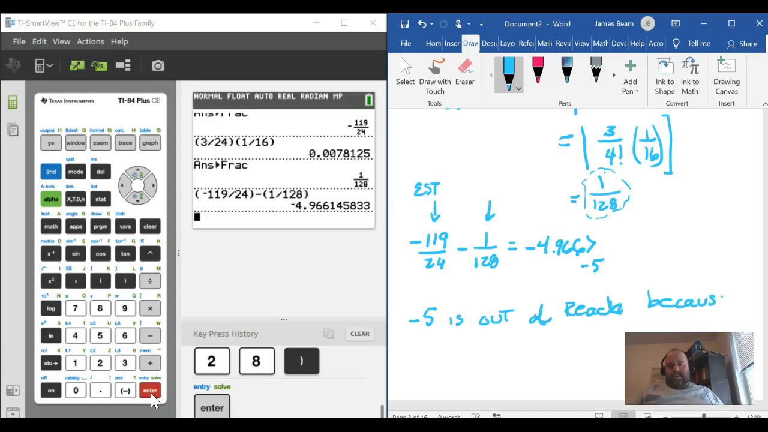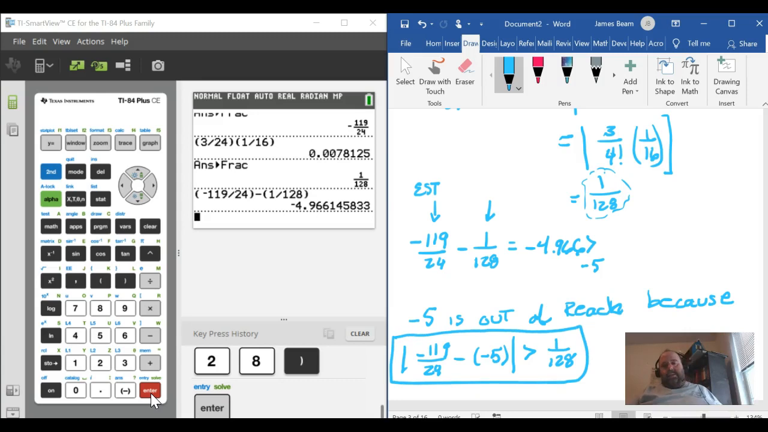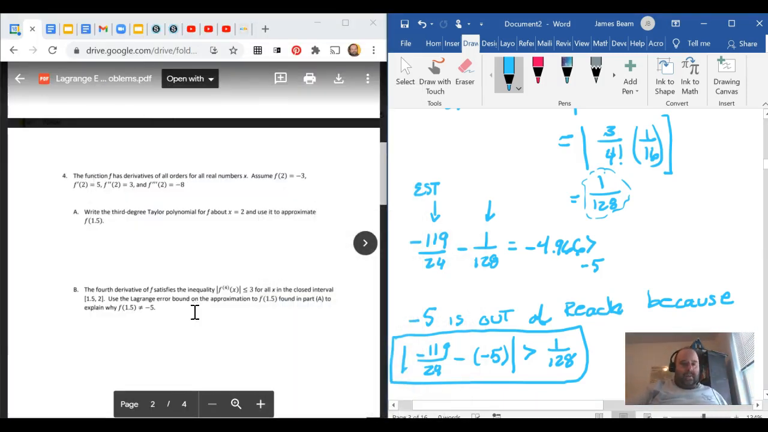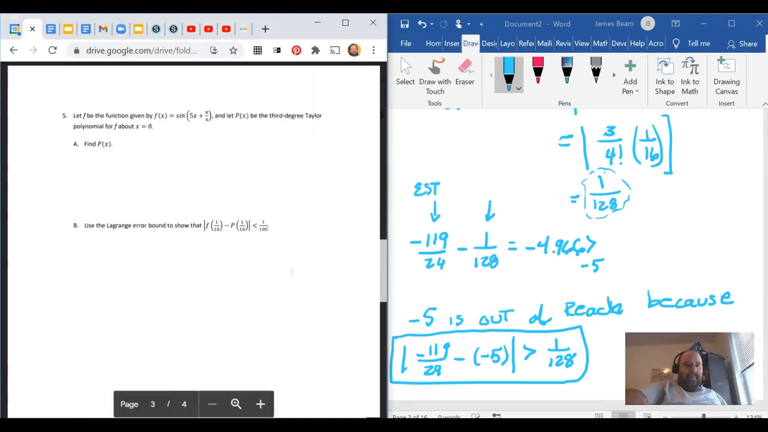because the difference between negative 119 over 24 and negative 5 is greater than 1 over 128. Okay, so there's no way that I can get from negative 119 over 24 to negative 5 and not exceed the error bound. So that would work part B of the problem.